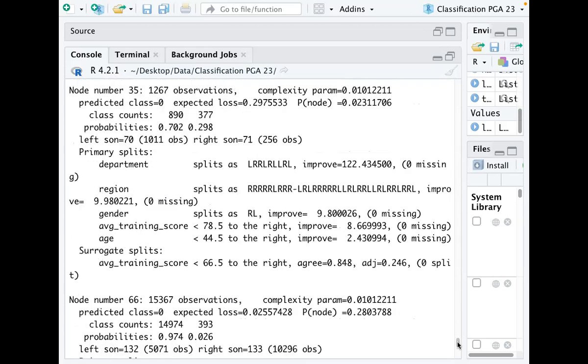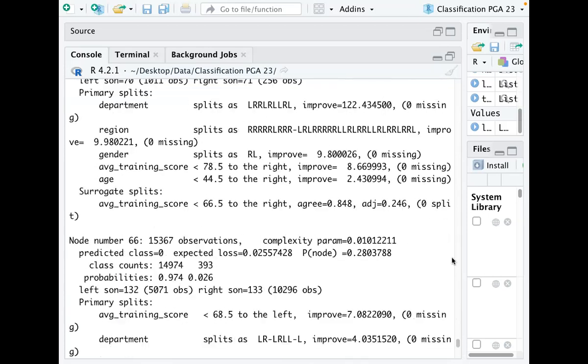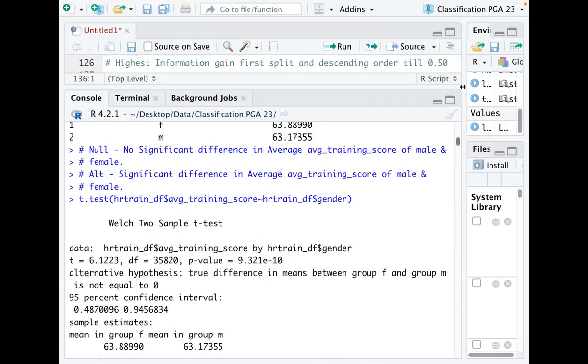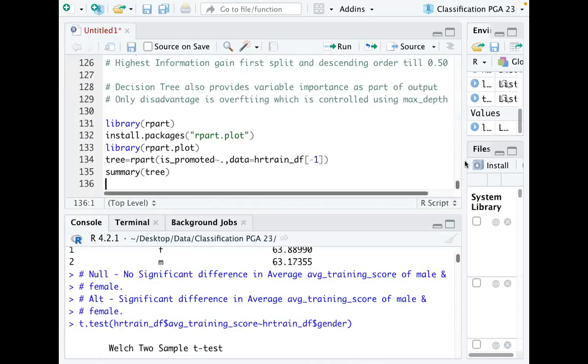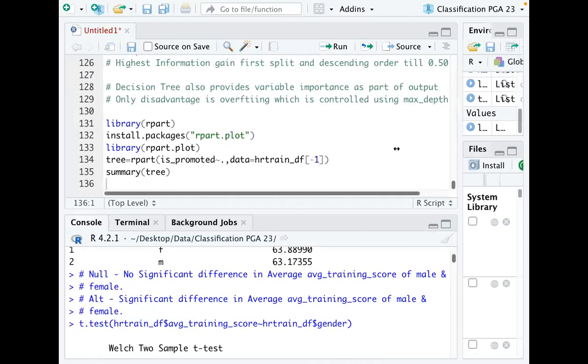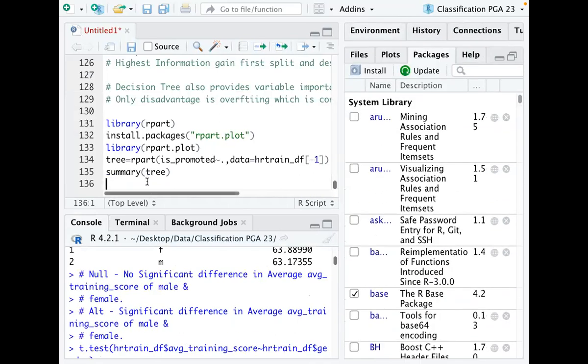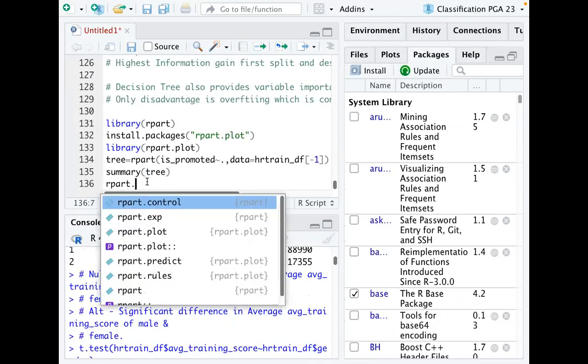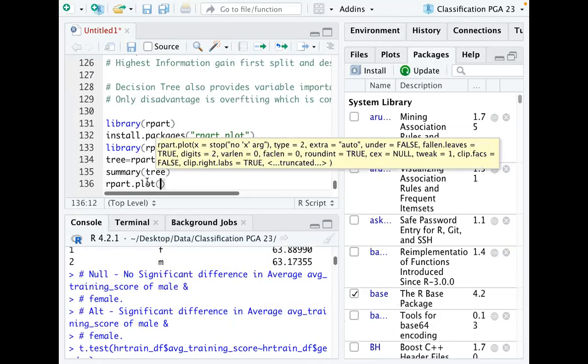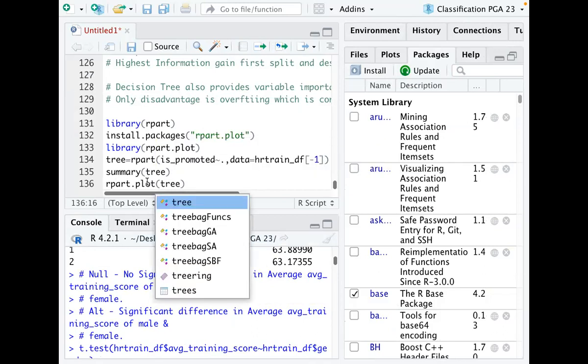Okay, so this is a theoretical explanation of the nodes, which you can get if you want to print. It will come in pages, or else you can do the visualization. rpart.plot, tree.